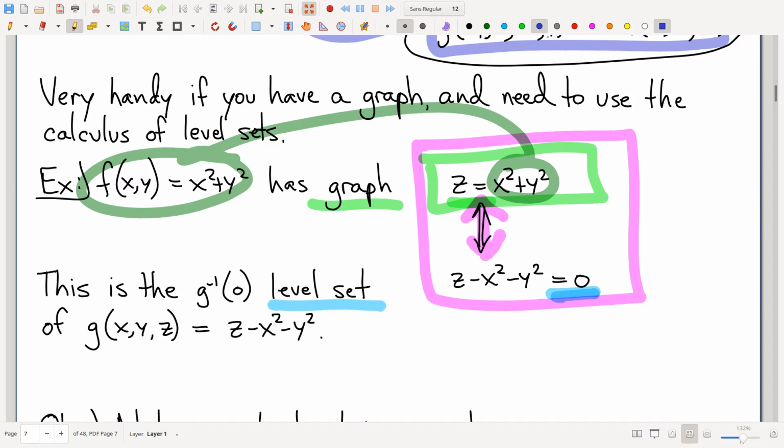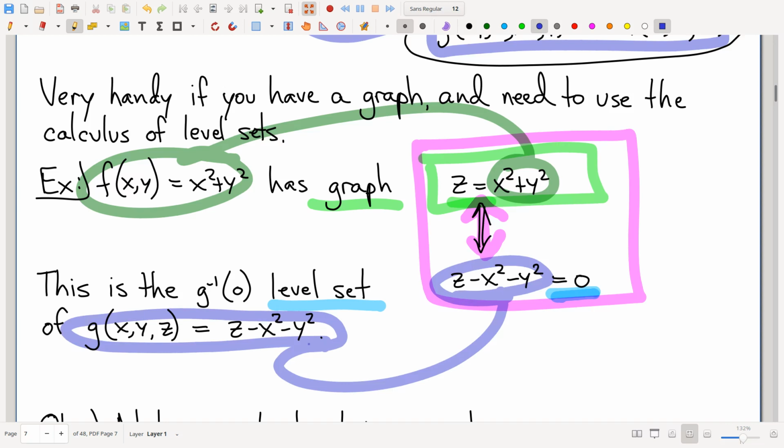Not of f, of course. This isn't f equals 0. This is that thing equals 0. So if the calculus of graphs of this function doesn't do what I need, then the calculus of level sets applied to this function might give me what I need. Everybody see how that happened? Okay. Nothing to it.